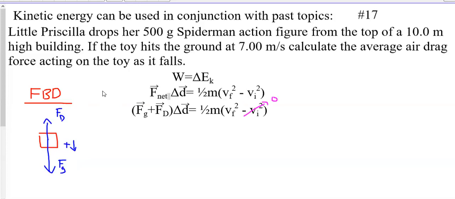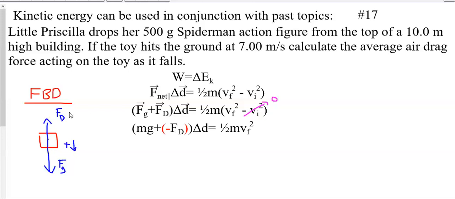Recognize that Spider-Man was dropped, so therefore its initial velocity is 0. So technically our change in energy is just going to be our final kinetic energy, because our initial kinetic energy was 0 because it was initially dropped. Other things that you note, if we take the vector notation out of the work side of the equation, so assuming that down is positive, I'll leave my weight as positive, mass times Earth's gravitational field, both positive because it's going down.